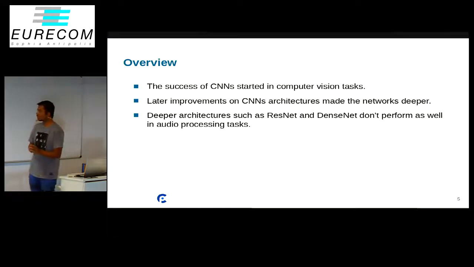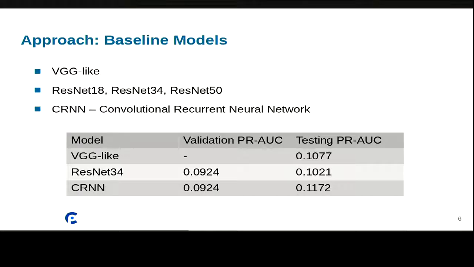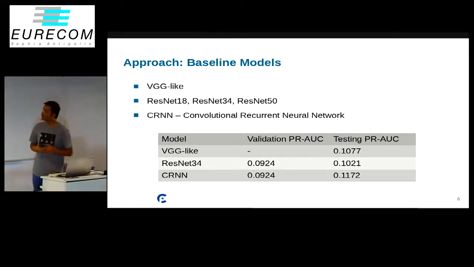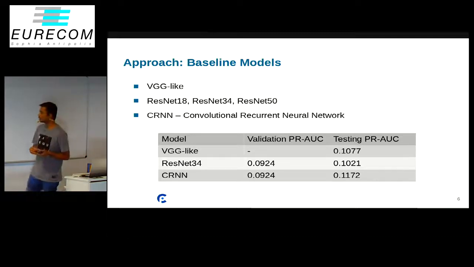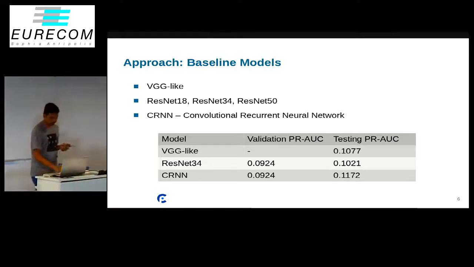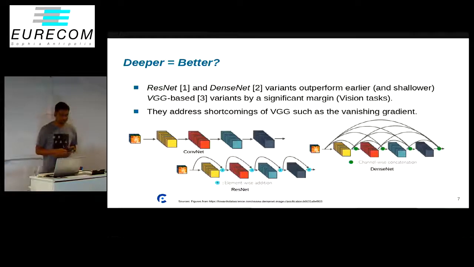We also observed that in spite of deeper architectures like ResNets working quite well for vision tasks, they don't generally perform well for audio tasks, and that's one of the things we try to address. We trained VGG-like model, ResNets and CRNNs as baseline models, and they don't improve from the given baseline a lot, and we actually see that the ResNet performs slightly worse than the baseline. So the question we ask is, is deeper actually better for audio tasks?